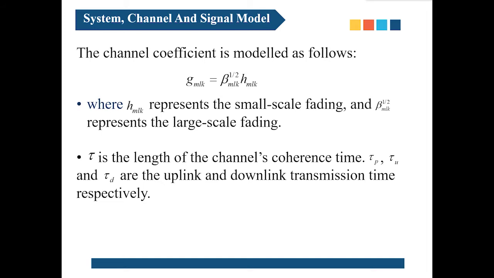Tau is the length of the channel's coherence interval, which is equal to the product of the channel's coherence time and the coherence bandwidth. In this paper, tau is defined as the number of samples for each coherence interval. The coherence time depends on the user's moving speed. Tau_p is the length of the pilot for users. Tau_u and tau_d are the uplink and downlink transmission time respectively. In this paper, we assume that the uplink and downlink transmission time is equal.